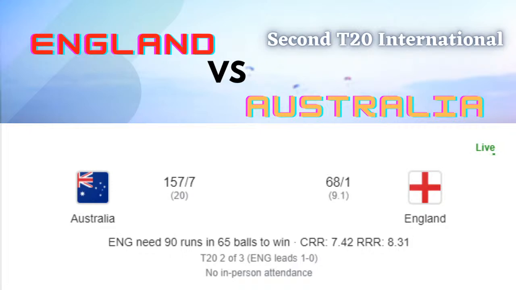Fuller delivery, hit straight down the ground towards long on boundary, and that's another 4 for Malan. The long on fielder is a little wide, so it was hit in the air and it goes to the boundary. 2 balls, 2 fours again.